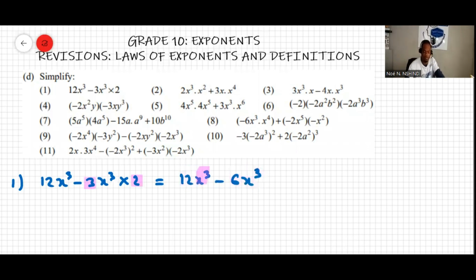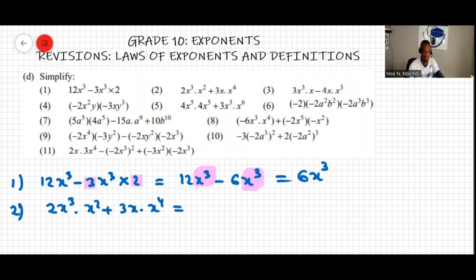And then when I look at the terms, they all end with x cubed. So they're like terms. We can just do 12 minus 6, which is equal to 6. So I say 6x cubed. Okay. And then question 2, that x cubed times x squared plus 3x times x to the power of 4.